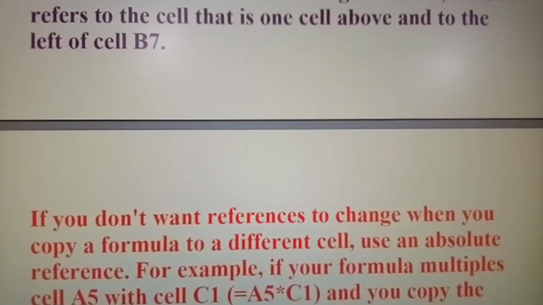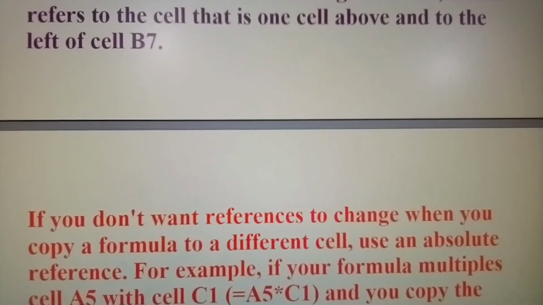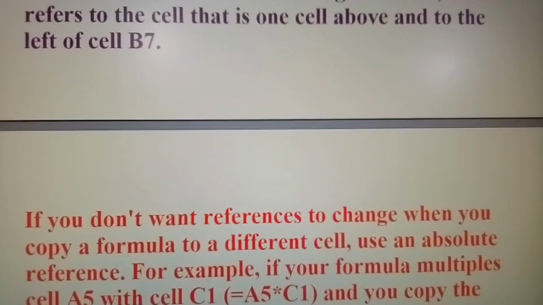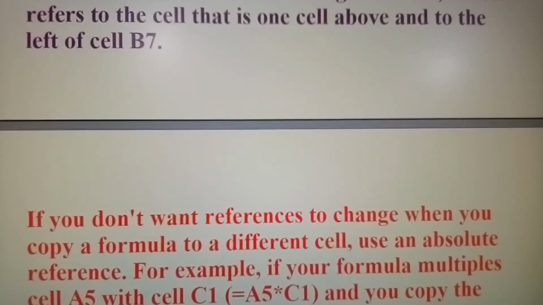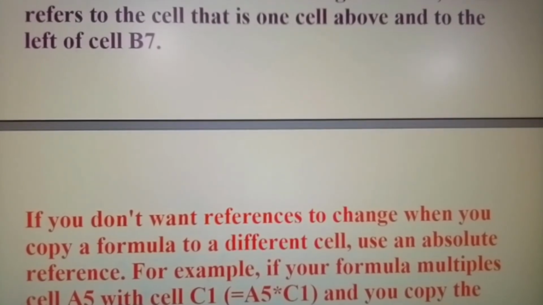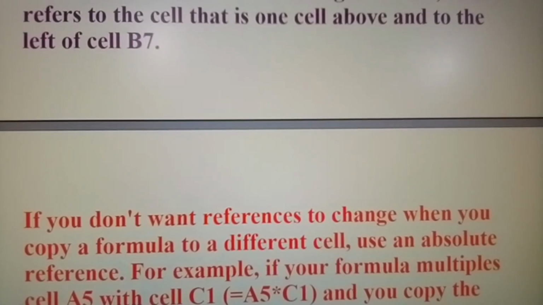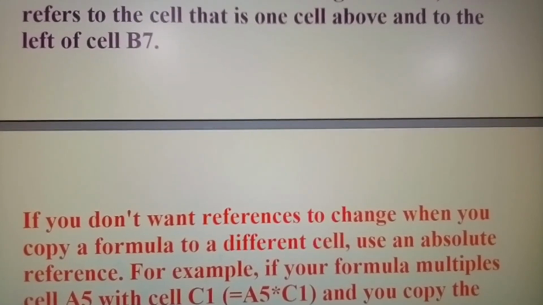If you don't want references to change when you copy a formula to a different cell, use an absolute reference. For example, if your formula multiplies cell A5 with cell C1, equals A5 times C1, and you copy the formula to another cell, both references will change.